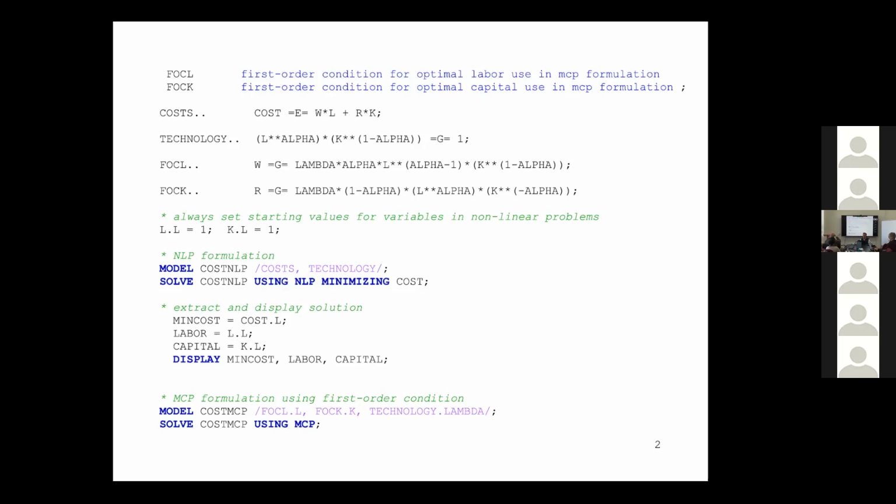Sure. So if you delete your equations up there, FOCL and FOCK, and delete those. Could you still run that NLP model? Yes. So you don't even need, okay, so you're just putting those in so you can show both ways. Right, you can do it one way where you have the first two, cost and technology, you can run it NLP. Or you can just delete cost and technology and just have the first order conditions and run the MCP. Or do you need cost and technology in there for that too, because you have technology lambda?